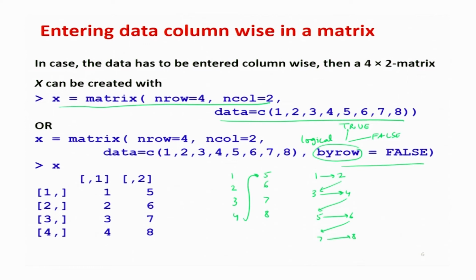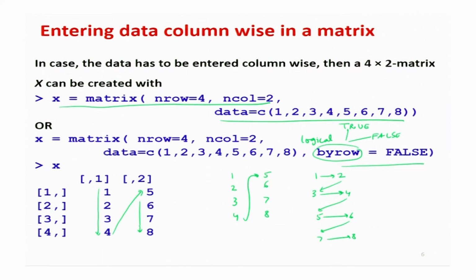If you say by row is false, that means the data is not to be arranged by rows. When the data is not arranged in rows, what is the next option? The data has to be arranged in the columns only. So in this case, if you try to see here, the outcome comes out like this: the data is arranged in the column.